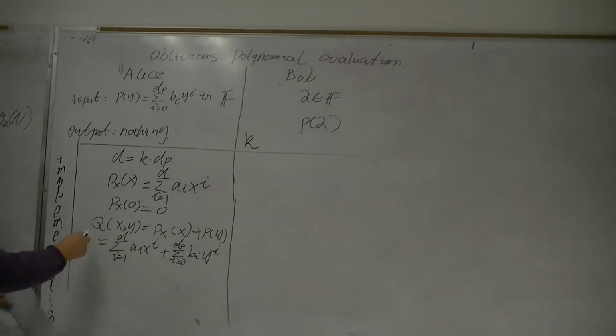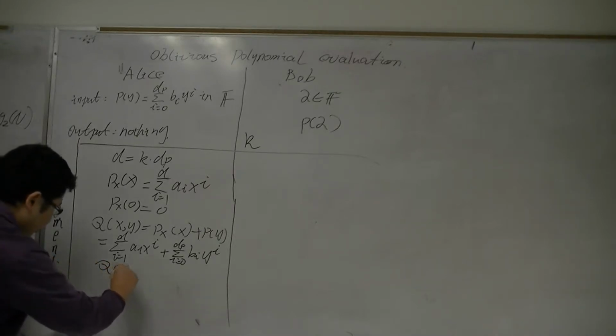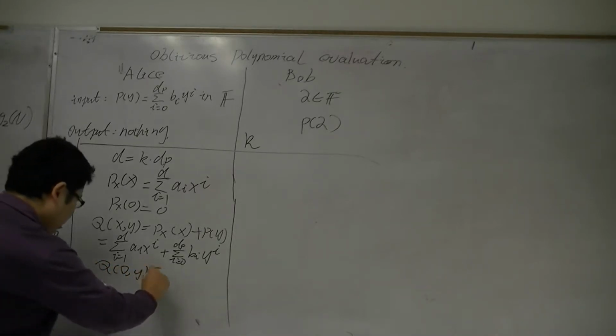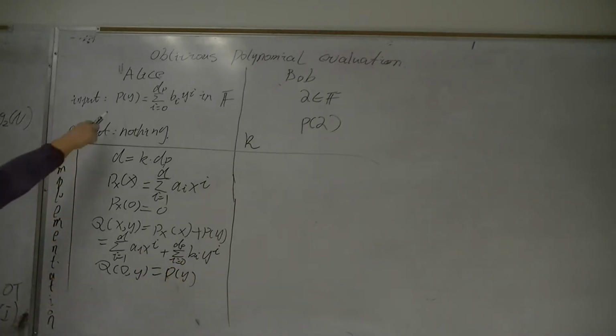This is Qxy, the polynomial Q(x,y). It has two variables, x and y. And we know that Q(0,y) is equal to P(y). From these forms, we can see these variables.